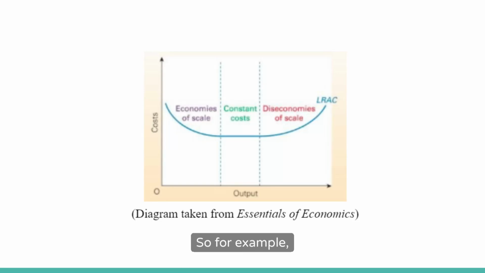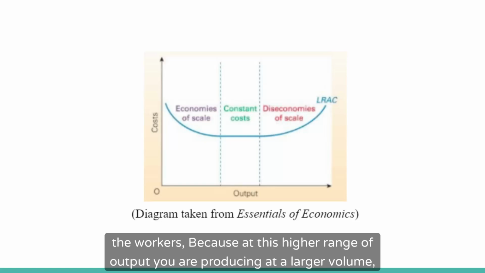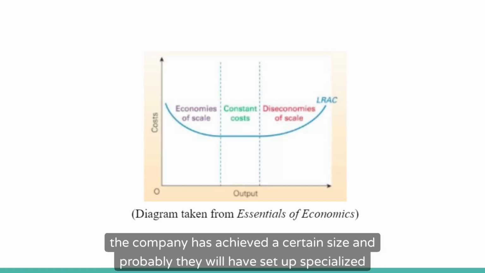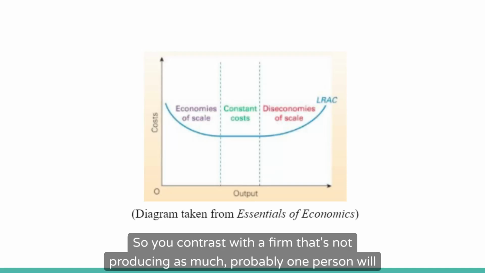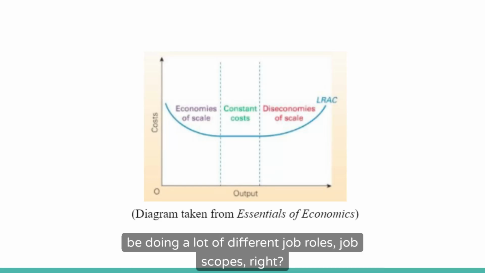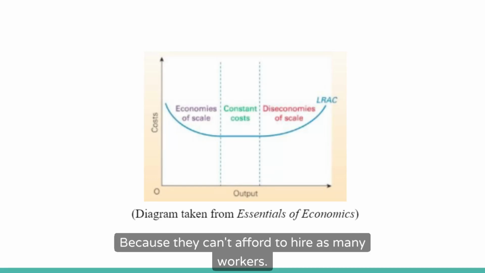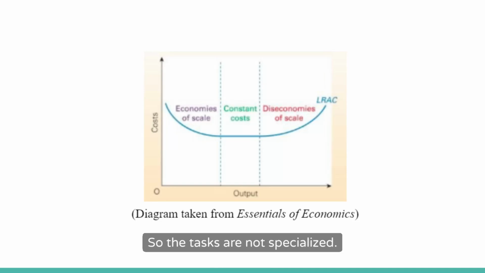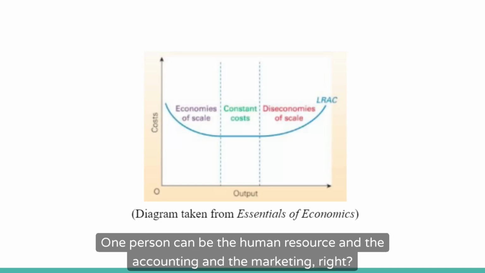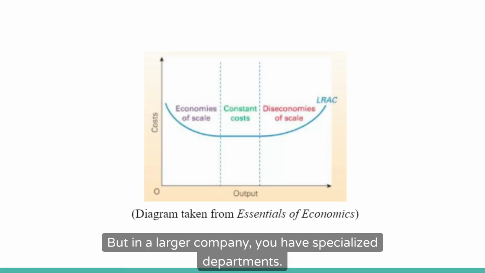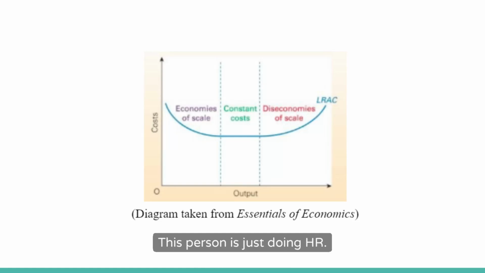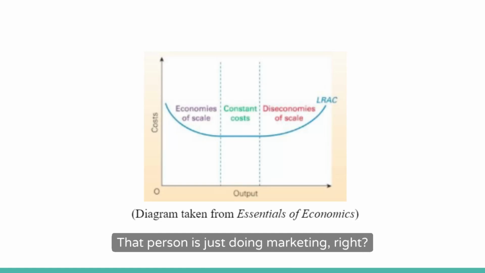So for example, the workers, right? Because at this higher range of output, you are producing at a larger volume, the company has achieved a certain size, and probably they will have set up specialized departments, right? So you contrast with a firm that's not producing as much. Probably one person will be doing a lot of different job roles, job scopes, right? Because they can't afford to hire as many workers. So the tasks are not specialized, right? One person can be the human resource and the accounting and the marketing, right? But in a larger company, you have specialized departments. This person is just doing HR. This person is just doing accounting. That person is just doing marketing, right?